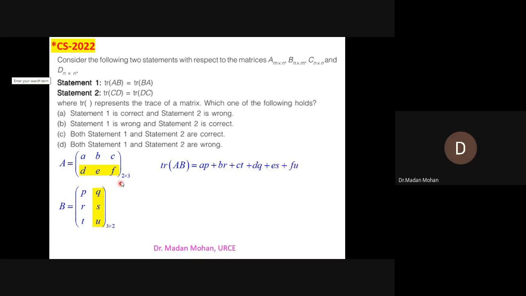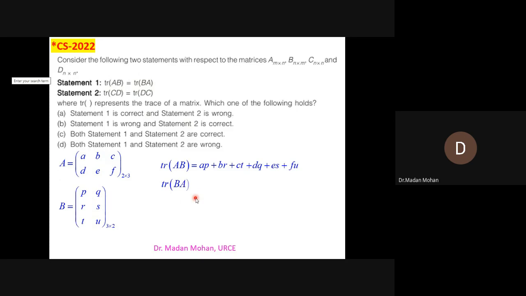It is a 2 cross 2 matrix. AB is 2 cross 2. In it, the first diagonal element and the last element. This is the trace of AB. I am checking the first statement. Now trace of BA. Please, I remove this yellow color.